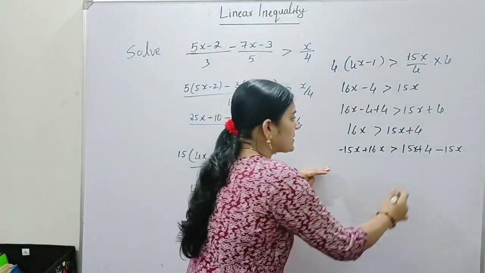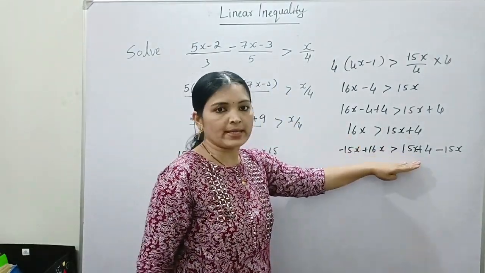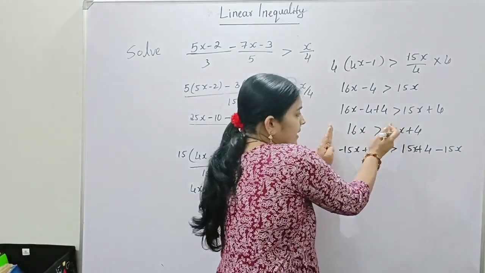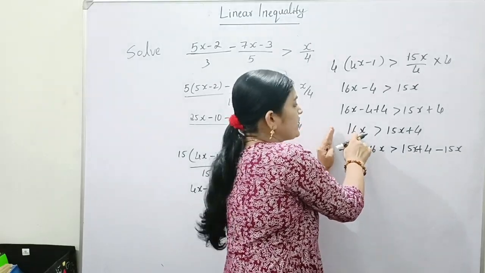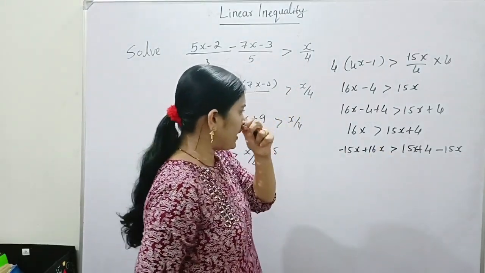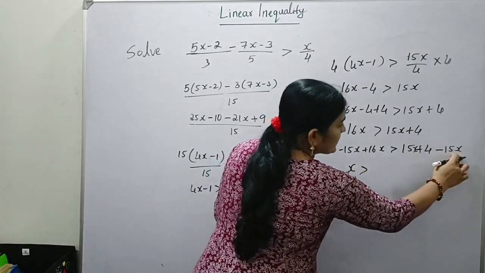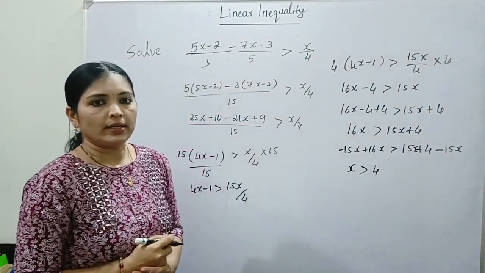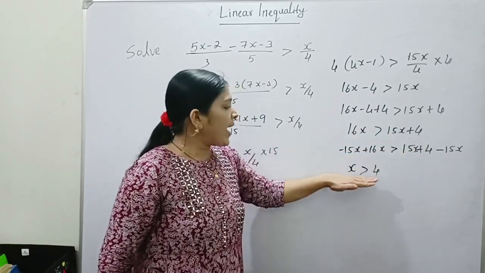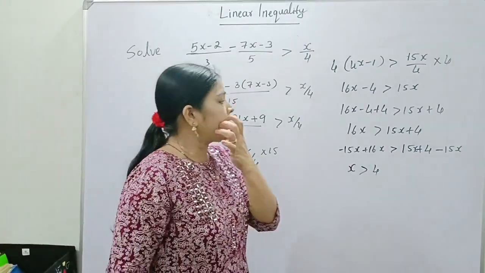Next, this step also no need to write during exam. Directly you can write: take 15x to the left side so that you will get x, same as in equations. To understand, I am writing all the steps. Minus 15x plus 16x, x greater than, it is cancelled, so x greater than 4. Directly you can write this one, you can skip this step. So x greater than 4. Not equal, right? x greater than 4.